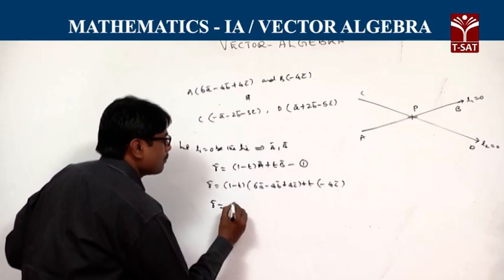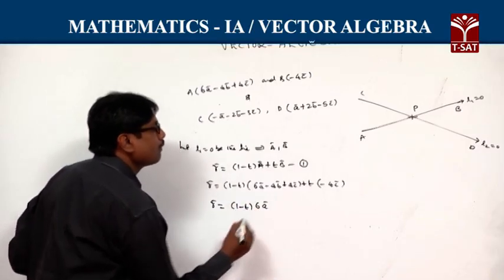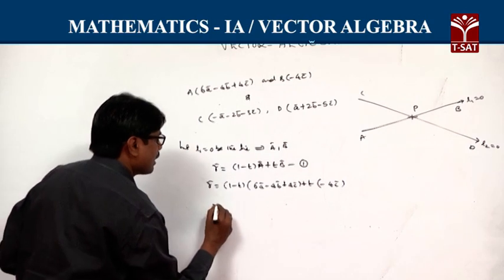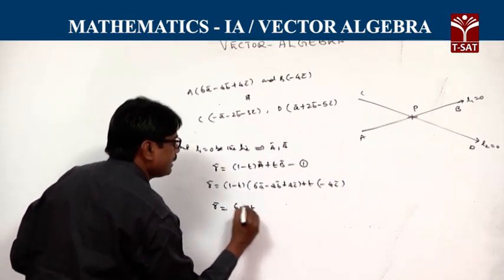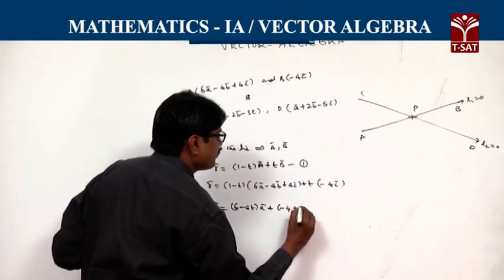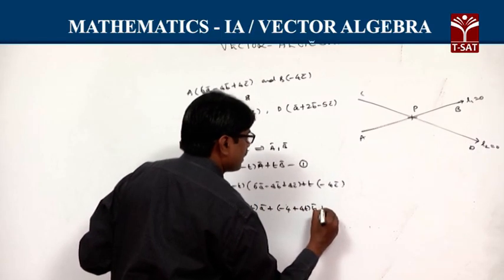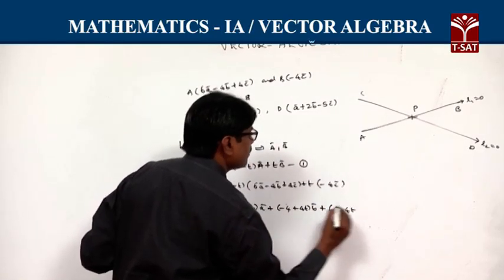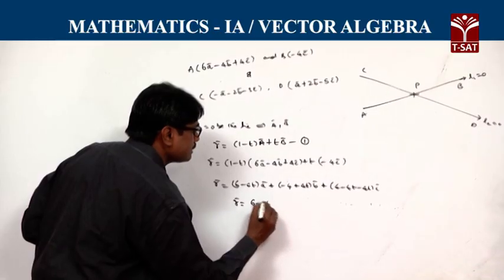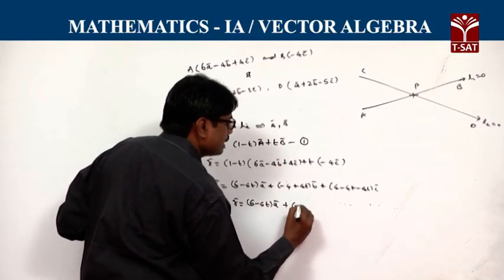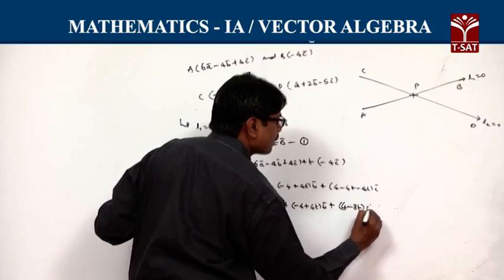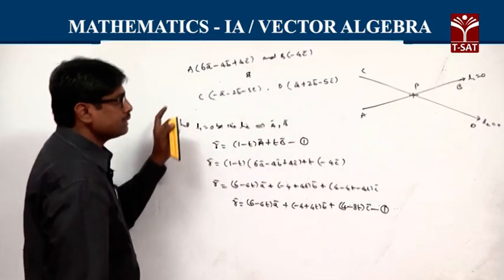On separating coefficient wise, R bar is equal to (1 minus T) times 6 into A bar, or if you take A bar common, R bar is equal to (6 minus 6T) into A bar, and the coefficient of B bar is (minus 4 plus 4T) into B bar, and the coefficient of C bar is (4 minus 4T minus 4T) into C bar. That is R bar is equal to (6 minus 6T) times A bar plus (minus 4 plus 4T) times B bar plus (4 minus 8T) times C bar. This is the first line equation passing through A and B.